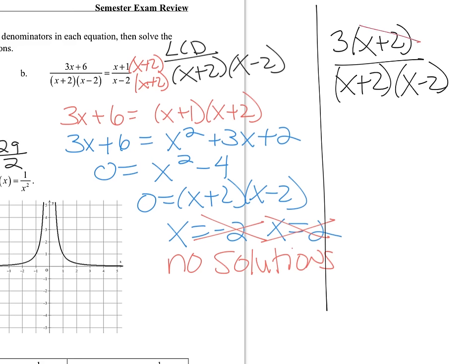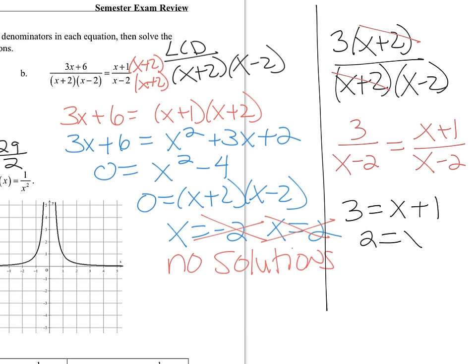And eliminate that term. So you would have 3 over x minus 2 equals x plus 1 over x minus 2. And now that my denominators are equal, I can say 3 equals x plus 1. And when you solve it, you get x equals 2, which is still extraneous because it makes that denominator 0. You could have picked either way.